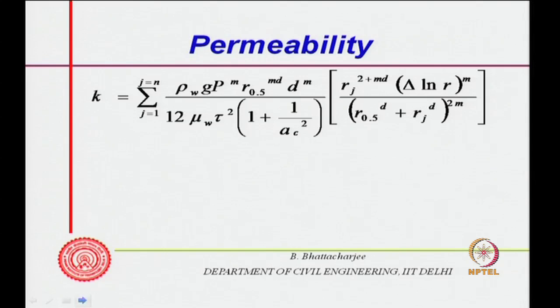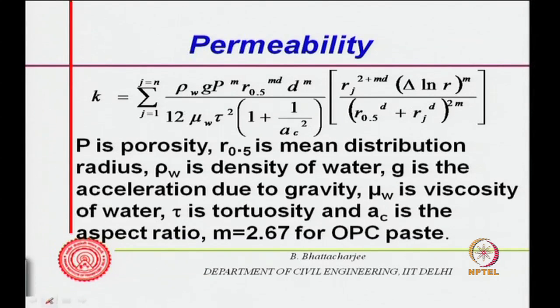Well, a mathematical relationship can be of this kind for permeability related to pore sizes. My idea is to show you what are the kind of properties of the system that will govern the permeability of, let us say, cement paste system. Now, in this one, K stands for permeability.